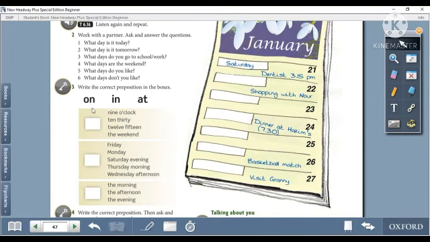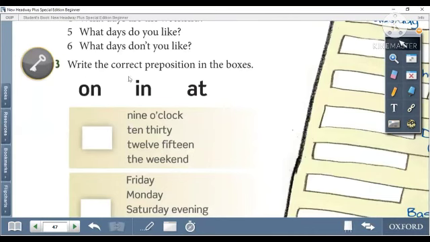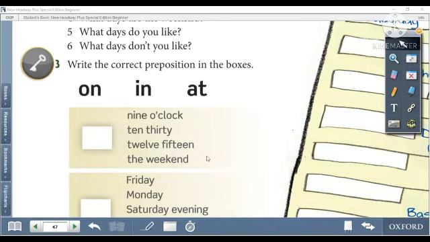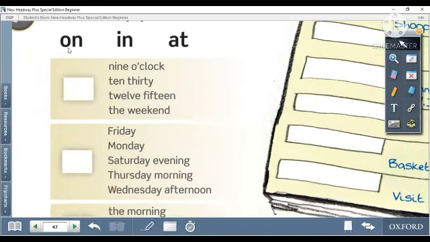Okay. Let's move to the part on prepositions. What does preposition mean? It means حروف الجر. You need to write the correct preposition in the boxes. So write the right preposition in the box. Okay. Here we have on, in, and at. On, in, at. Let's see the first box here.